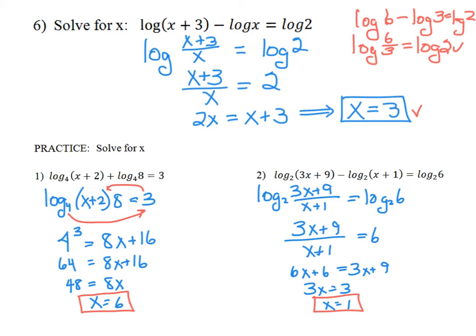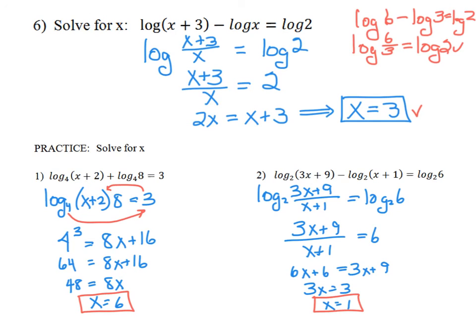For number 2, I had subtraction between 2 logs, so I rewrote that as the quotient, log to the base 2 of 3x plus 9 over x plus 1. On the right side, I've still got log to the base 2 of 6. Because both sides of the equation have log to the base 2, I'm going to set 3x plus 9 over x plus 1 equal to 6.